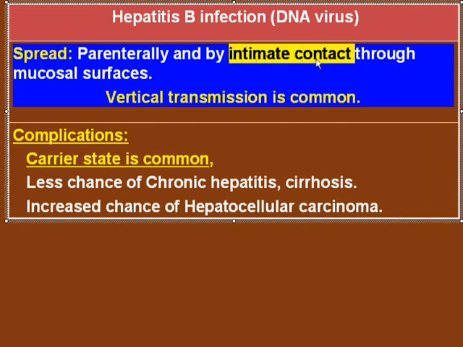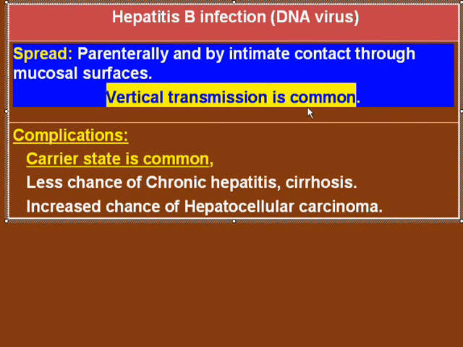And the next one, which is very dangerous and very common in Asian countries, that is the vertical transmission. The poor kid will never know that how he or she got the disease. What is a vertical transmission? Vertical transmission is when the infection comes from the mother.